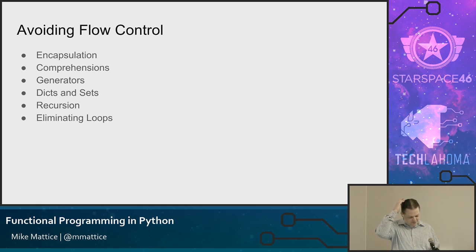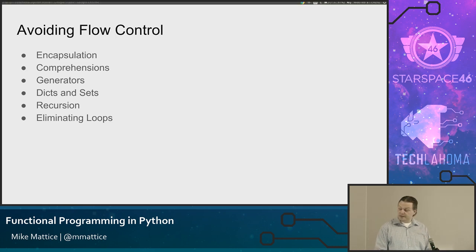So, avoiding flow control. Usually a block of code has some outside loops, like a for or a while, assignment of state variables, modification of the data structures inside the loop, and then branch statements, your ifs, tries, all those fun things.